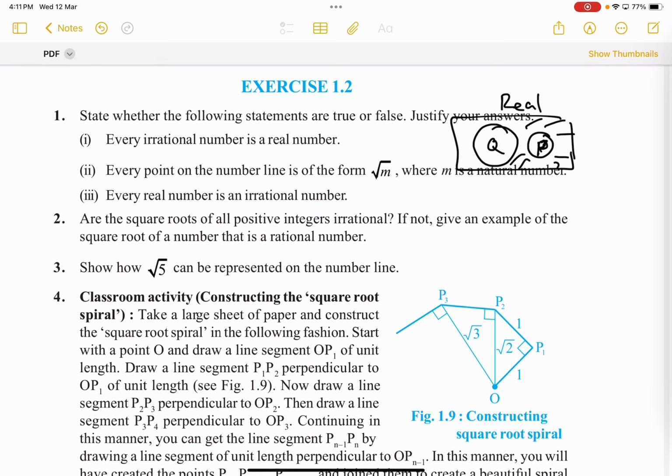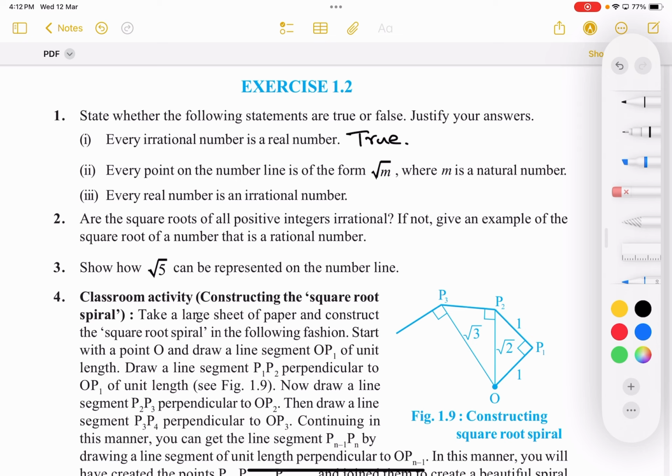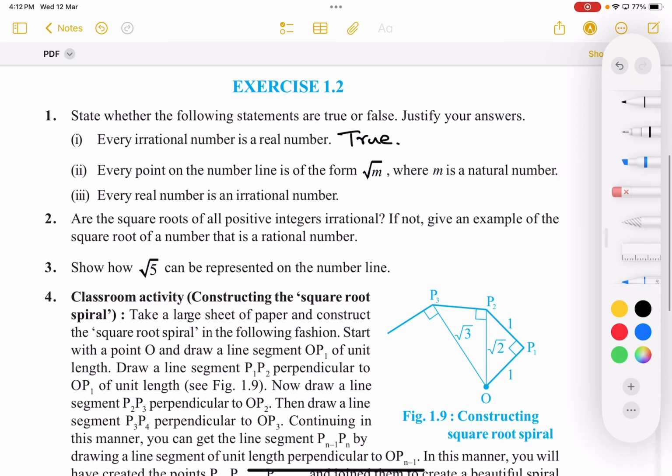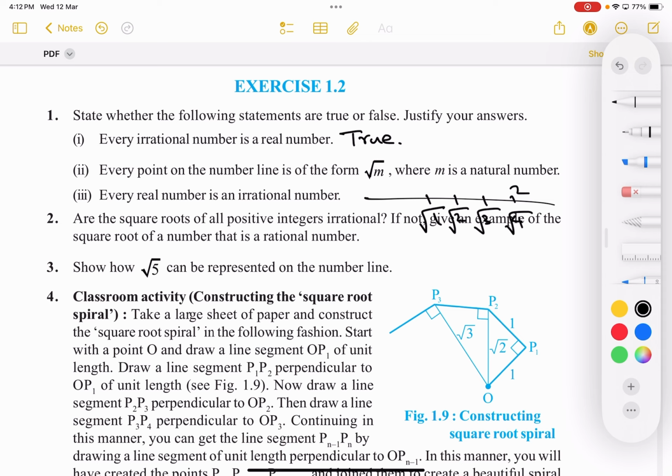Every point on the number line is in the form of root m, where m is a natural number. Yes or no? Think and tell me. Let it be, if this is 1, 2, 3, 4, whatever it is, everything you can mention as root 1, root 2, root 3, root 4. Root 4 is nothing but 2. Root 3 and root 2 we can now draw, right? So every point you can mention like this.